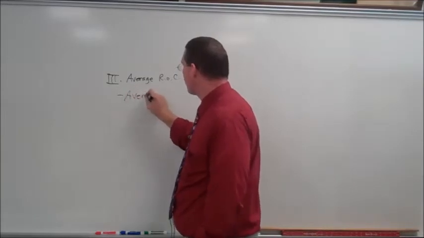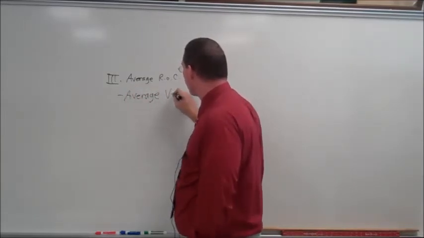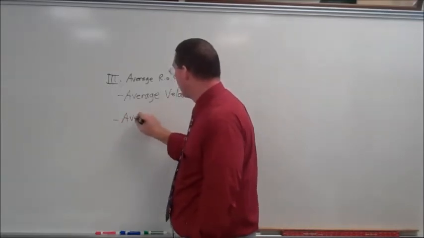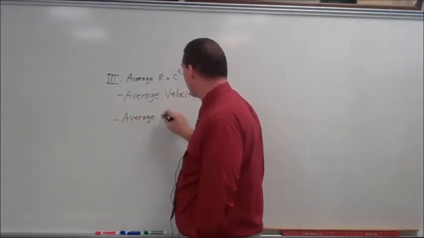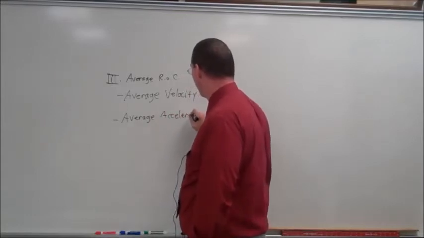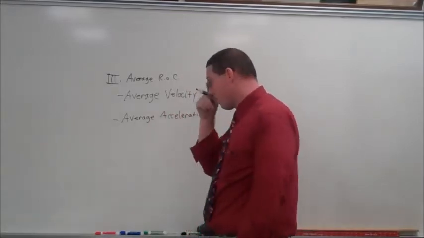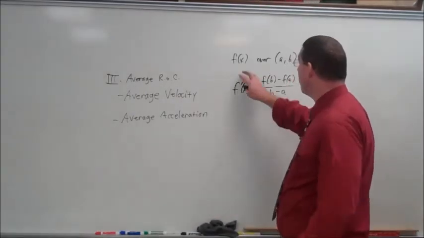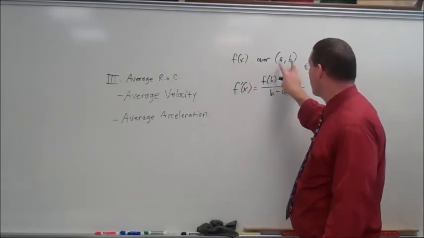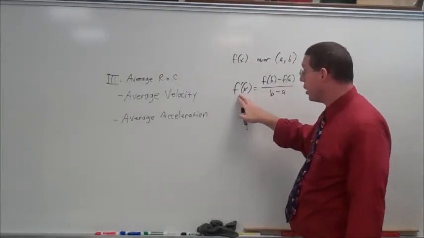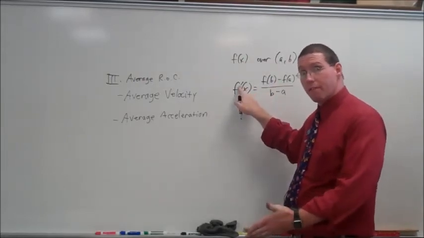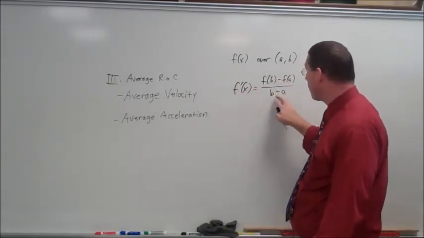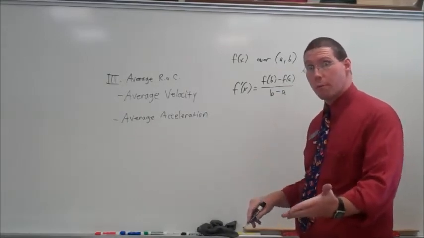The first one is average velocity, and the other one is average acceleration. Okay? Now, this is not as intuitive as you think it is. So, if we want to know the average rate of change in f of x over the interval from a to b, the average rate of change, which is a slope, so it's a derivative of sorts, okay? The derivative is going to be f of b minus f of a over b minus a. You already know this formula.